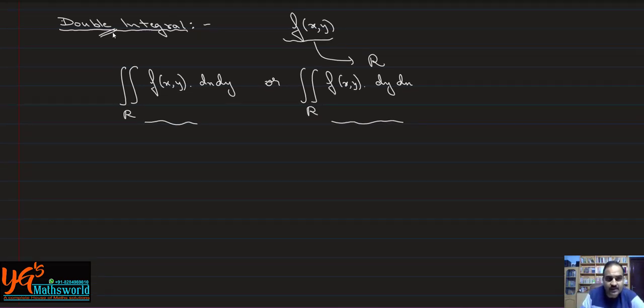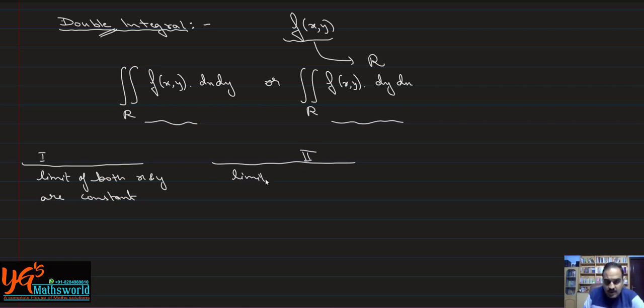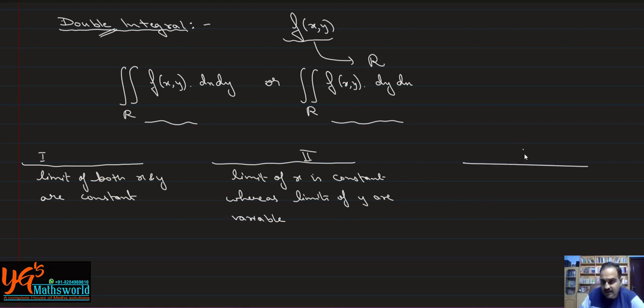So when we are taking double integration we have three types of cases. The first case is that in which limits of both x and y are constant. Case number 2, in which limit of x is constant, whereas limits of y are variable. And the third case is that in which limits of x are variable, whereas limits of y are constant. So we will discuss all the three cases one by one with an example.